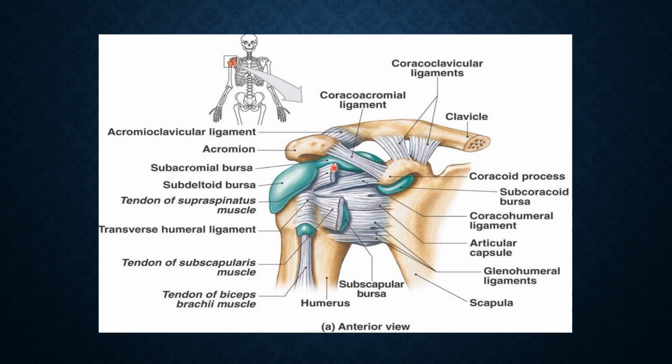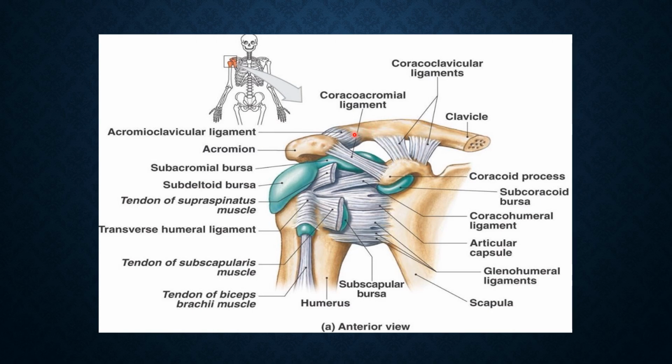Right. So, what is subacromial bursa? It is located deep to the deltoid muscle and the acromion process, as the name suggests. Subacromial, that is, it is below the acromion process. So this is the acromion process of the scapula, and this is the clavicle, this is the coracoid process, this is the scapula, and this is the humerus, right?